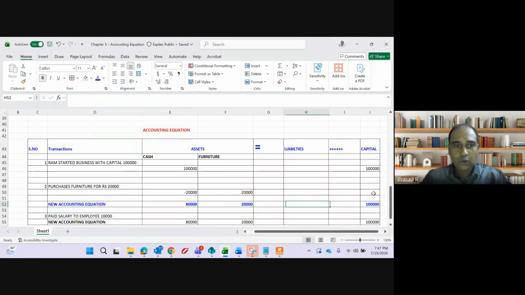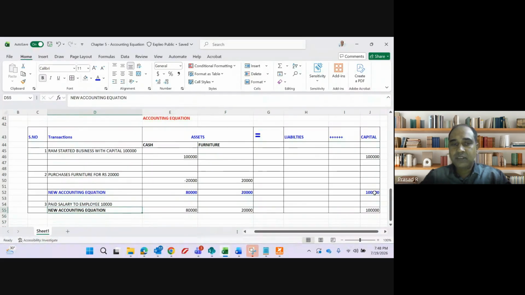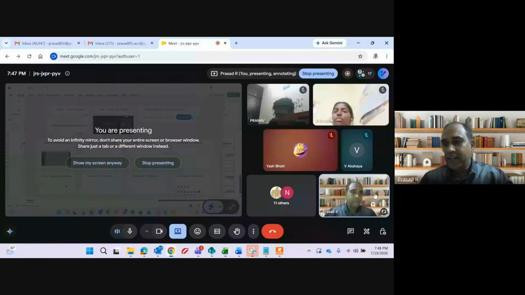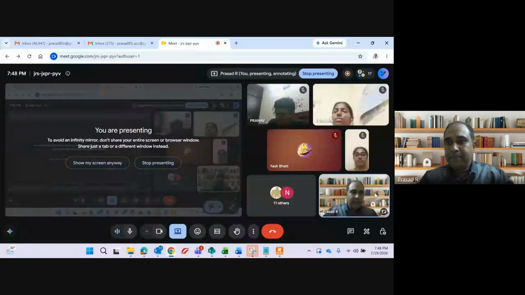Clear? So after every accounting equation, we have to put a new accounting equation, and then another transaction will happen. What is the next transaction? Paid salary to employee 10,000 rupees. When I pay salary to employee for 10,000 rupees, which are the two accounts involved, guys? How will I pay this salary? I will pay this salary in cash.